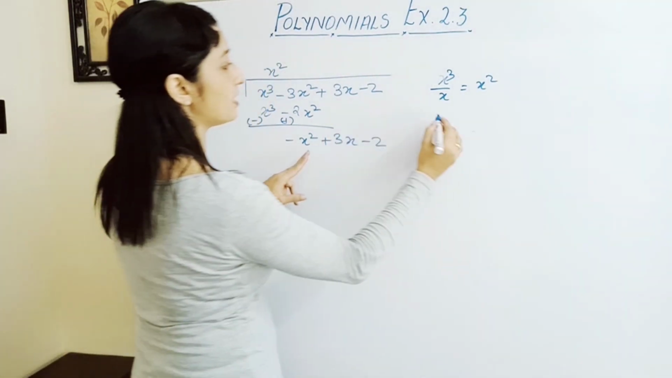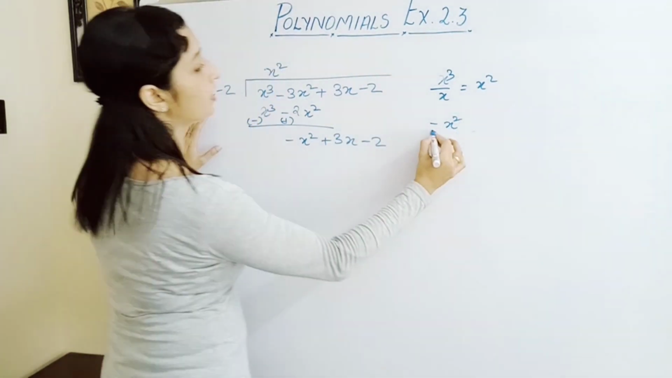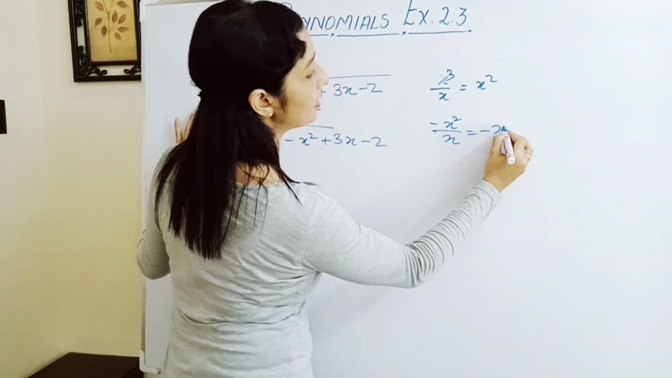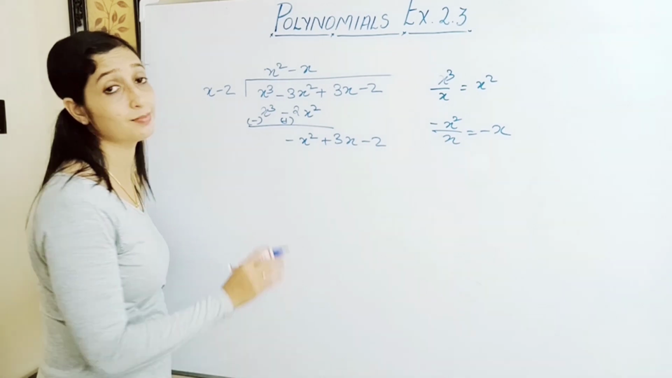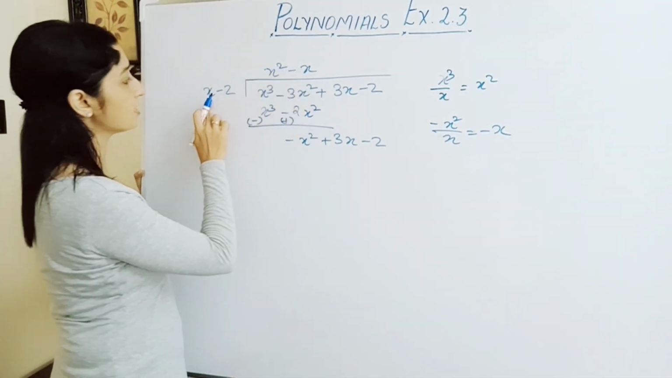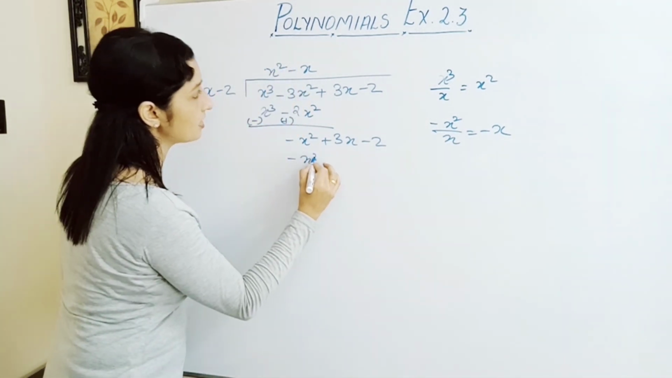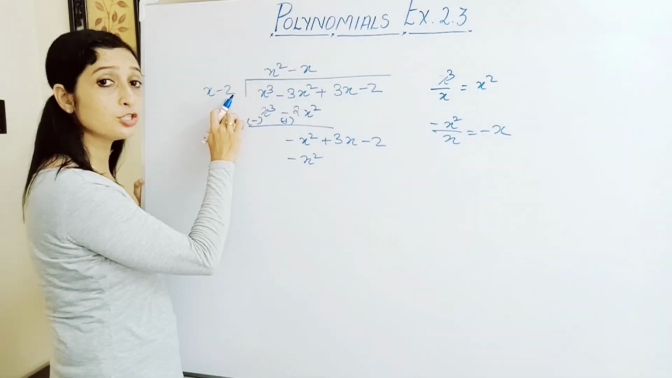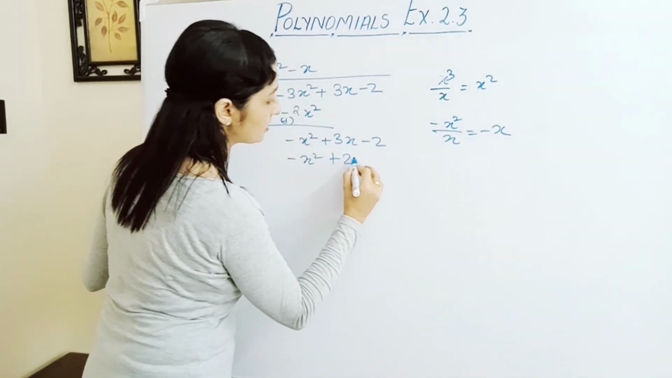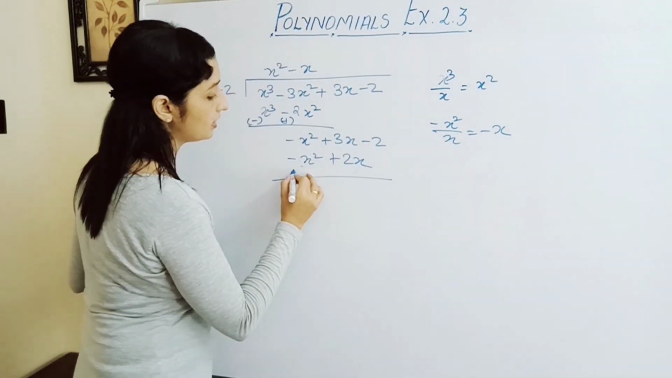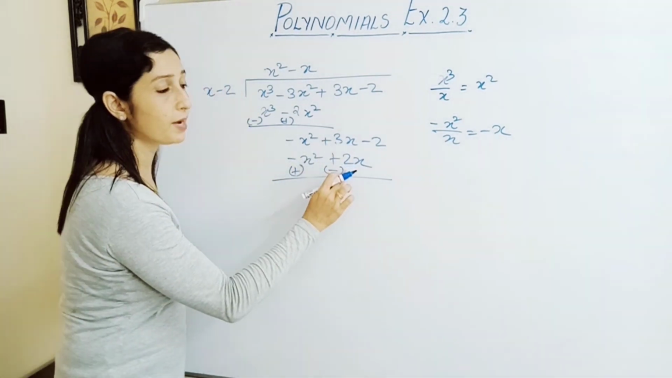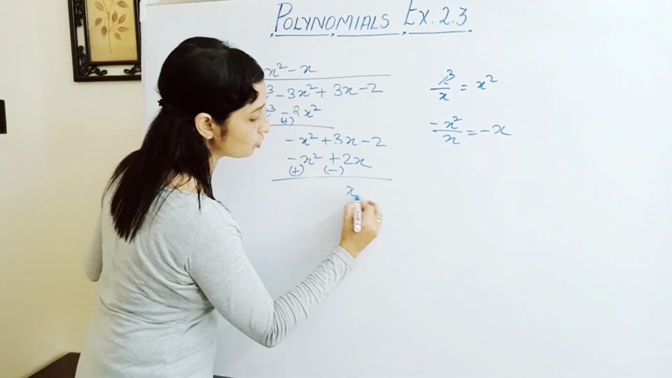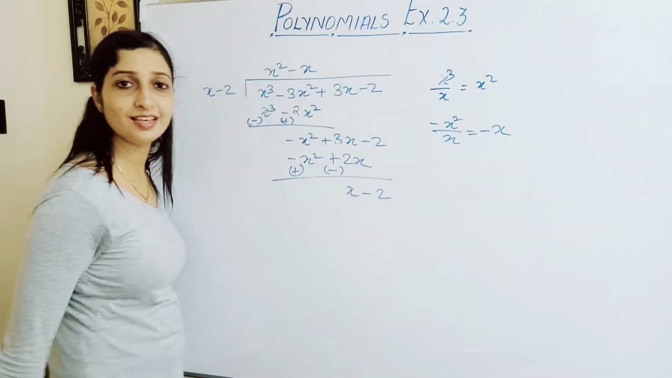How to find out the second term? Minus x square by x. You get minus x. So my second term in the quotient is minus x. So minus x into x is minus x square. Minus x into minus 2 is plus 2x. So reversing the sign, this becomes plus, this becomes minus. So 3 minus 2 is 1. So this becomes x minus 2.